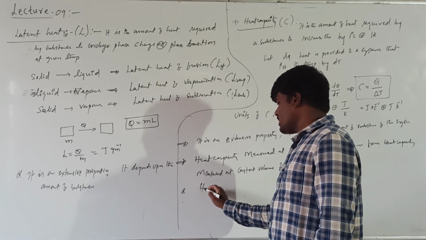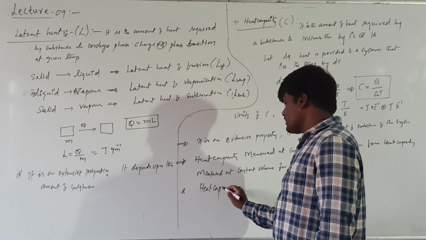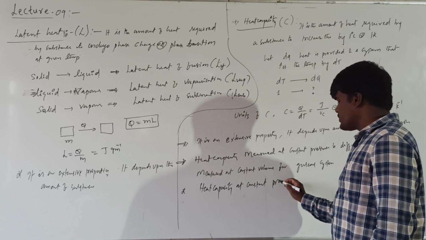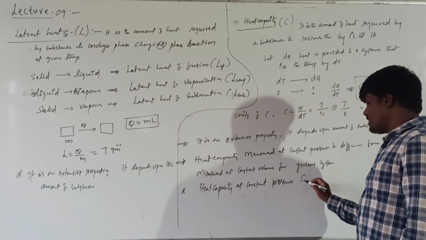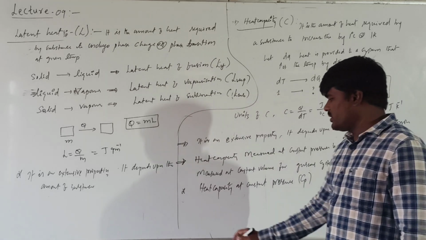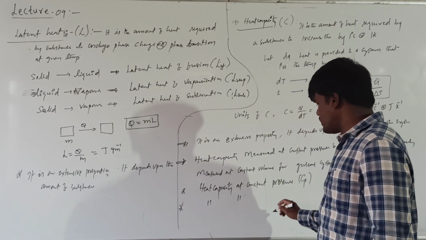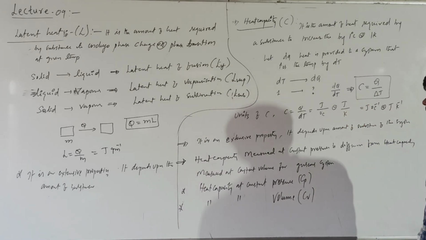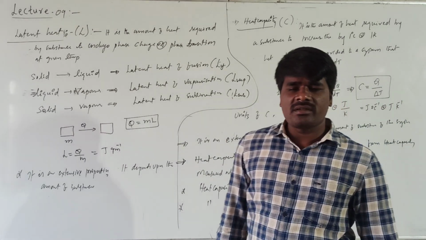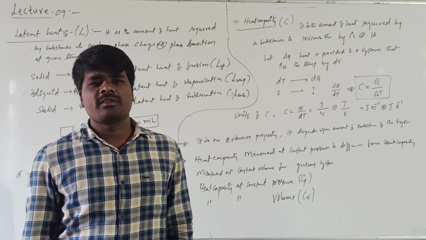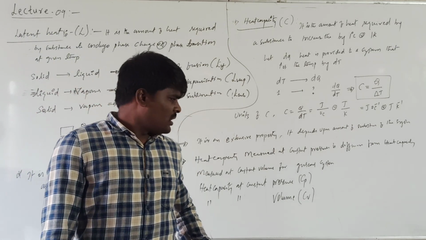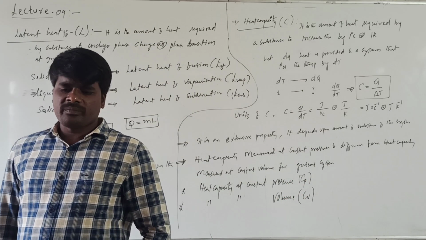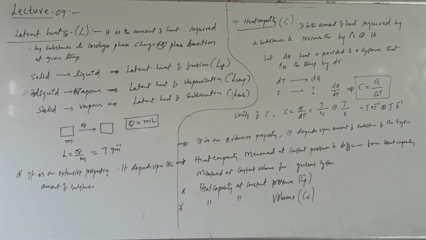Basically, heat capacity at constant pressure is denoted by Cp, and heat capacity at constant volume is denoted by Cv. This is a very important term. For a given gaseous system, heat capacity measured at constant volume is different from the heat capacity measured at constant pressure. Heat capacity at constant pressure is denoted with Cp, and heat capacity at constant volume is denoted with Cv. These are two important terms.